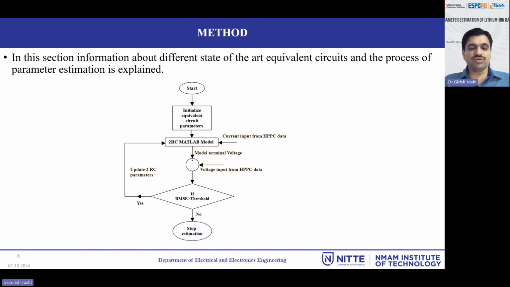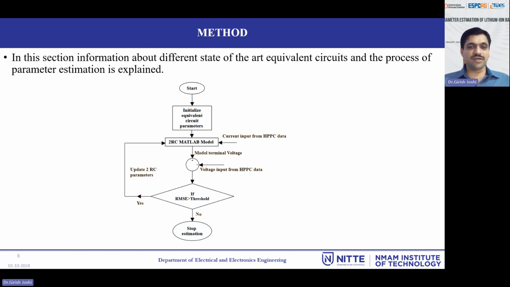The flow chart shown in this figure explains the process of parameter estimation. To start with, we need to initialize the equivalent circuit parameters. This is done in the parameter estimation toolbox. The initial equivalent circuit parameters in the 2RC model are the branch resistances R1, R2, branch capacitances C1, C2, then the internal resistance R0, and the open circuit voltage, which is called OCV. So these are the parameters which we need to initialize, and some initial values need to be given.